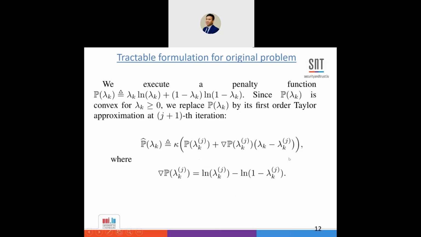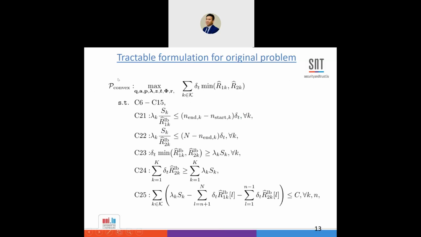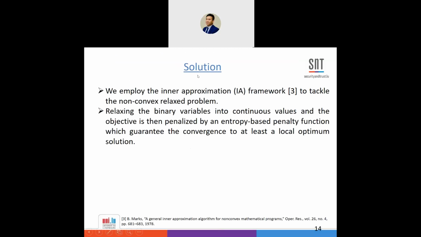However, when we introduce the continuous value of lambda K, it is not guaranteed that they can convert to 0 or 1. It motivates us to use a penalty function in this paper. For more detail about the relaxation and all the steps, you should read my paper. So at the end, we can obtain the convex problem like this, which you can solve by a standard method like CVX. And the solution we summarize as follows.